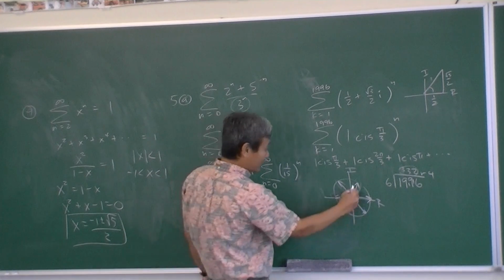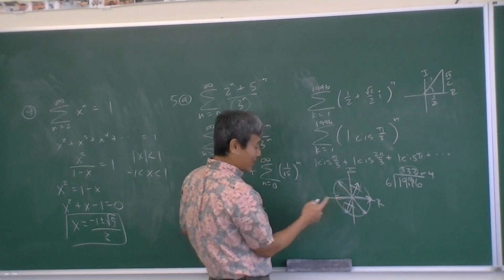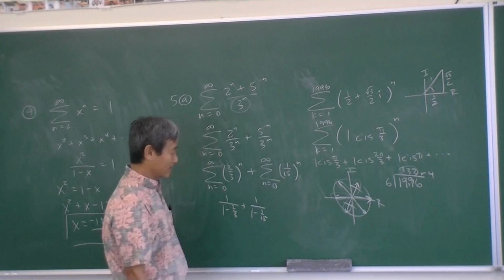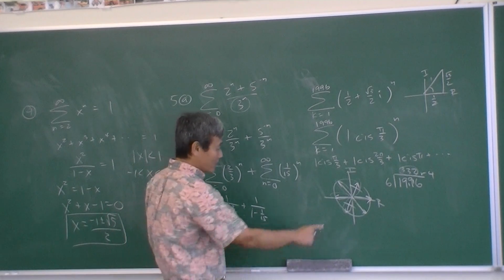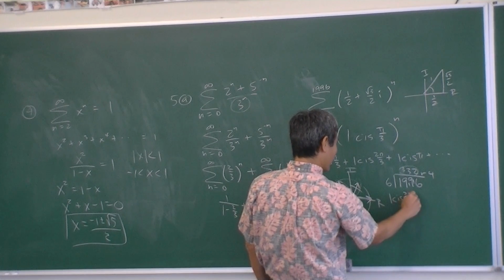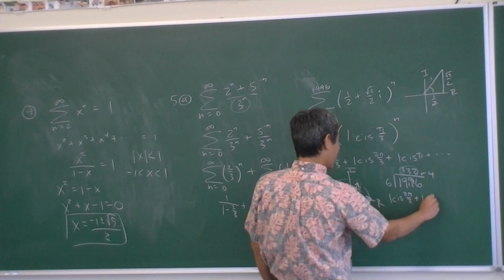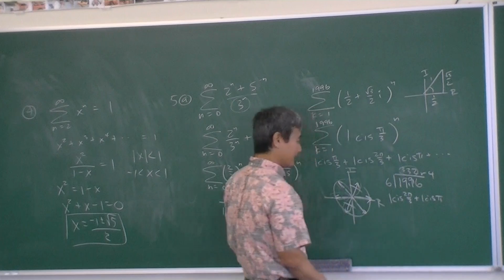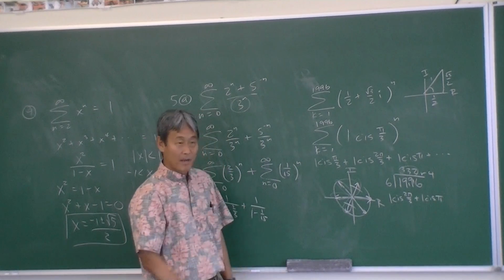Yeah, but Mr. Park, this one and this one cancel out because they're pointing opposite ways and they have the same length. So the answer is just this one and this one, which is 1 KISS 2 pi over 3 and 1 KISS pi. And then you guys know how to change it back?